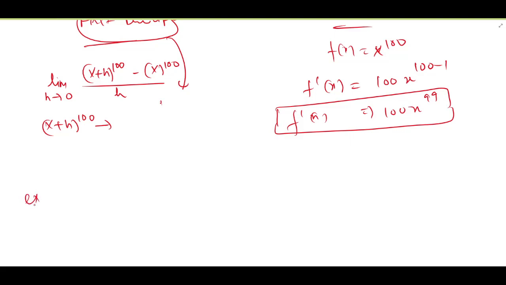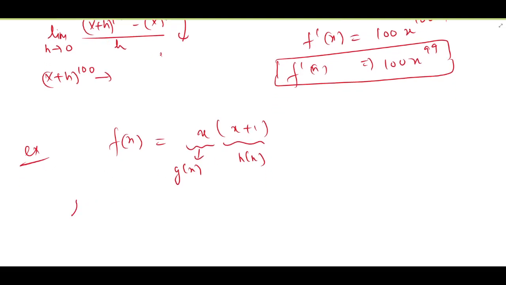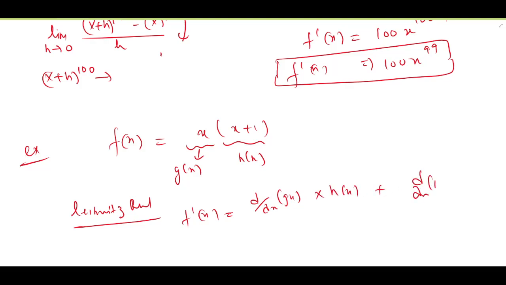So next is, for example, we have f of x is equal to x into x plus 1. So we have two functions. Suppose this is function g of x and this is h of x. So by product rule, by Leibniz rule, we have a derivative is equal to d by dx of g of x cross h of x plus d by dx of h of x cross g of x.